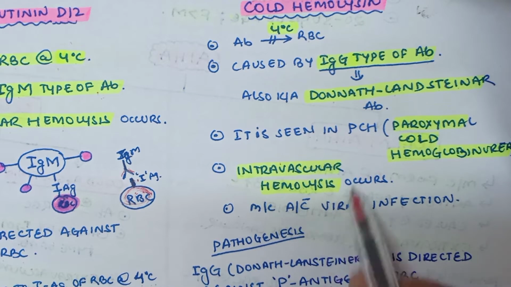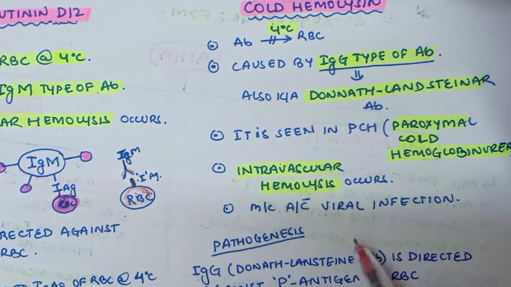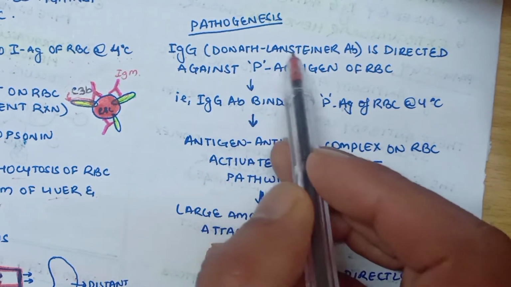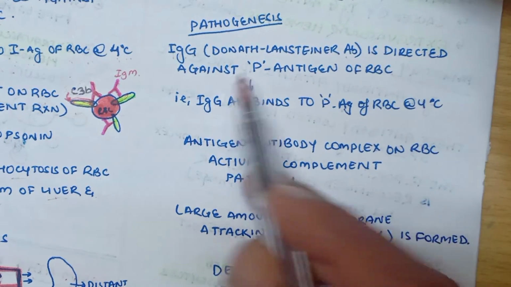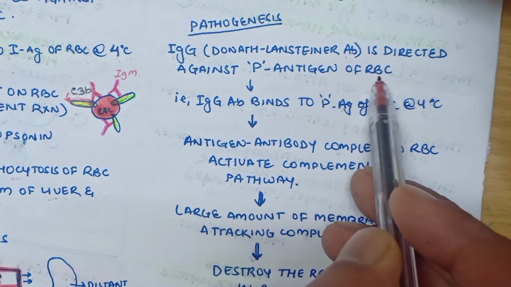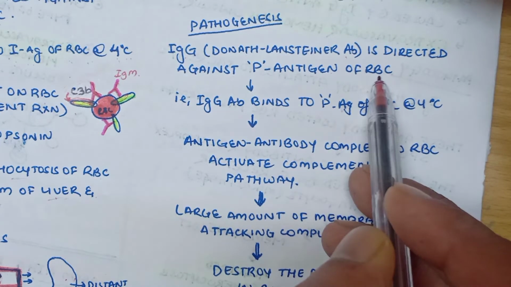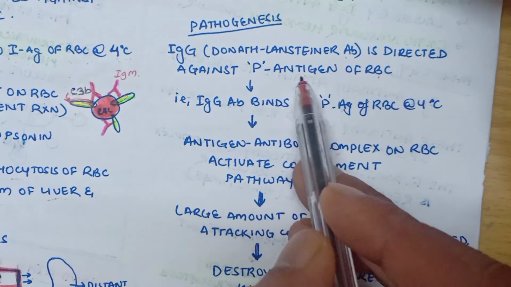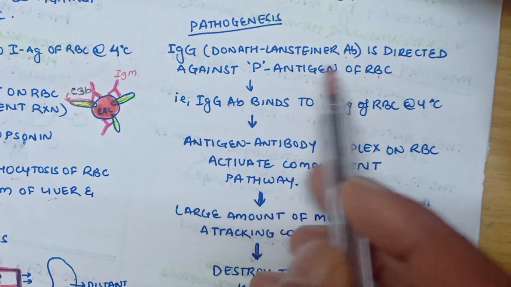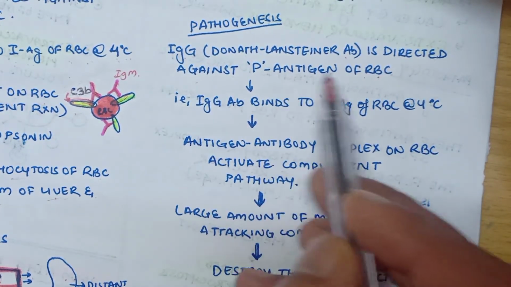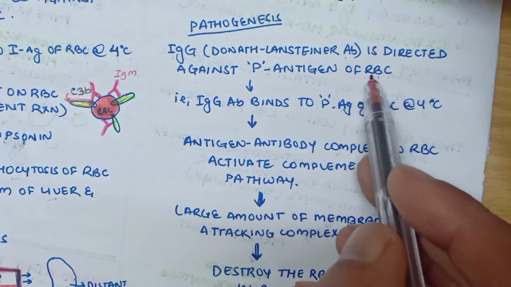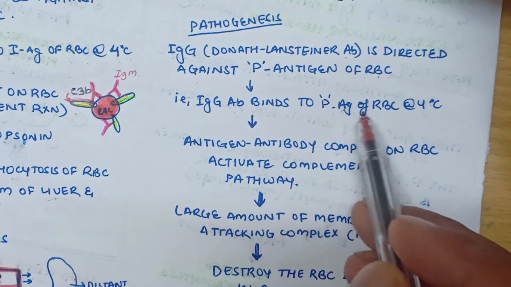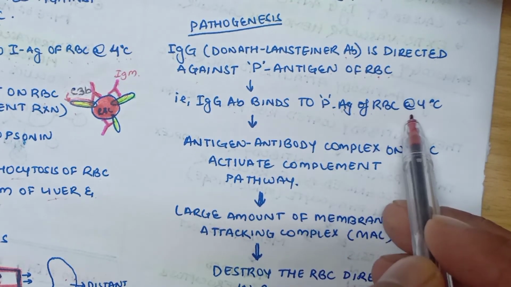So how does this mechanism occur? What is the mechanism? We see IgG antibody, that is Donath-Landsteiner antibody, is directed against P antigen of RBC. In cold agglutinin it was I antigen, whereas in cold hemolysin it is P antigen of RBC. So the IgG antibody will bind to P antigen of RBC at 4 degrees centigrade.